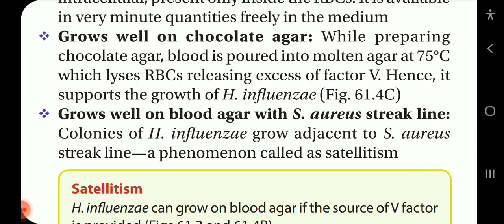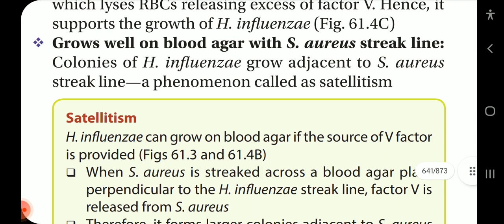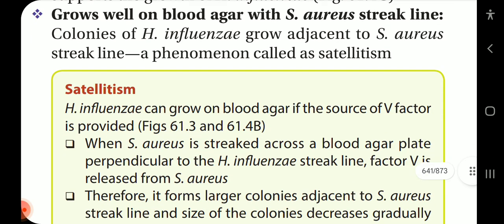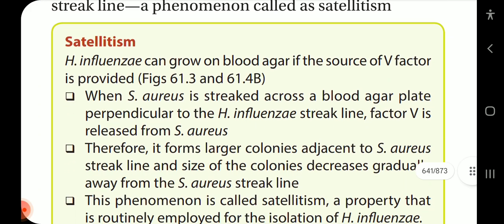Grows well on chocolate agar. While preparing the chocolate agar, blood is poured into the molten agar at 75 degrees Celsius, which lyses RBCs, releasing excess of the factor V. Hence, it supports the growth of Haemophilus influenzae. Grows well on blood agar with Staph aureus streak line. Colonies of H. influenzae grow adjacent to the Staph aureus streak line, a phenomenon called satellitism.